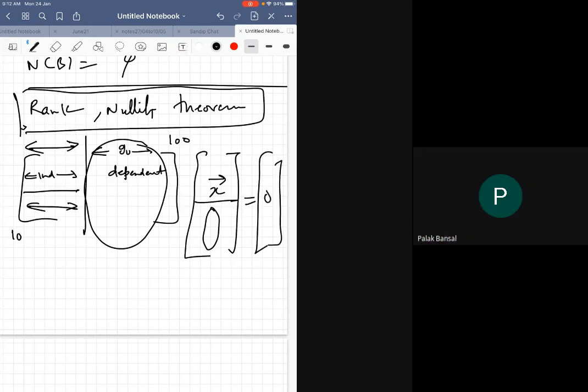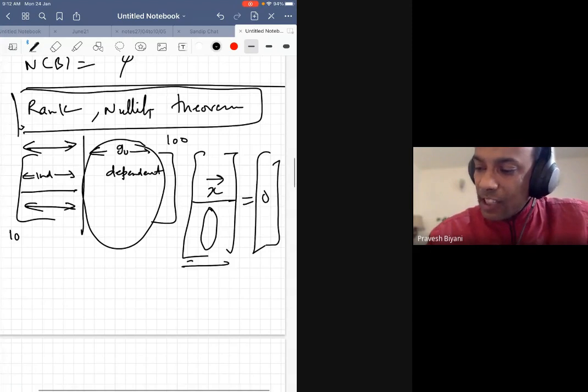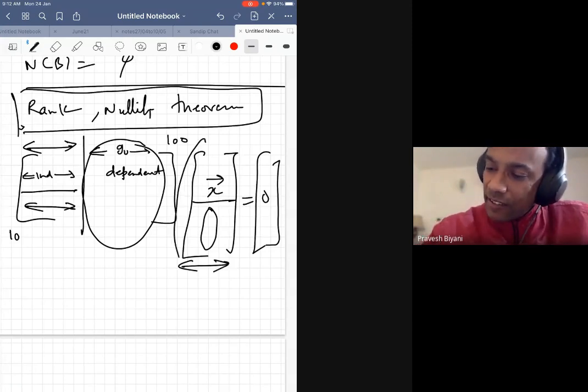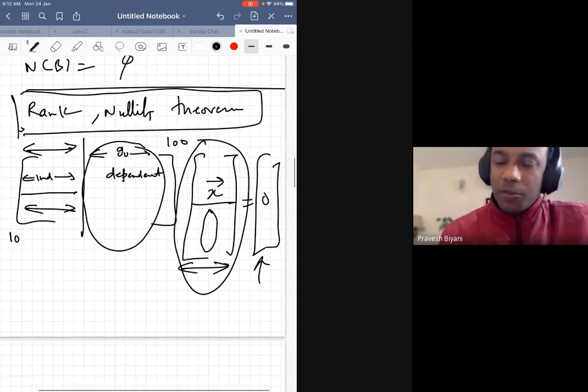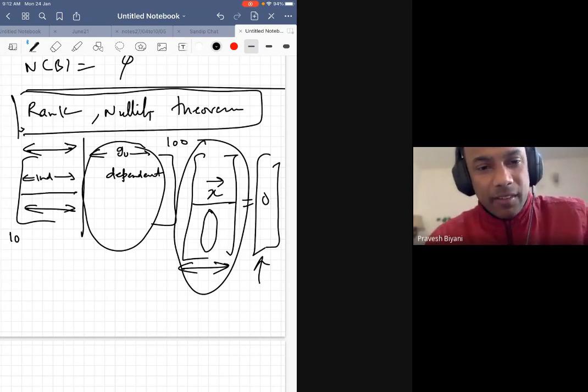Is this clear? Yes, sir. Right? Because that is the case, my null space is this. Null space is all such vectors that will lead to 0. Which means the null space exists and there are so many elements in the null space, right?